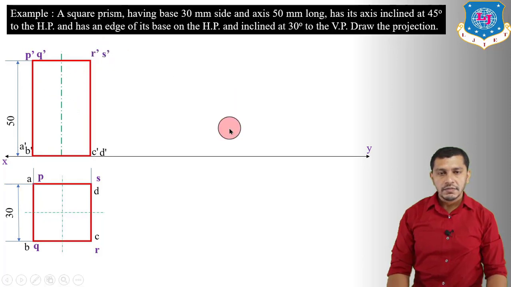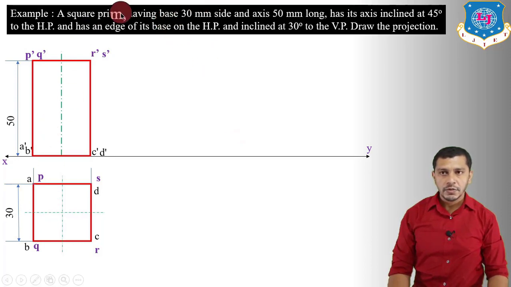Now in the second stage, we have to derive the condition with the horizontal plane, because in the first stage we have assumed that the square prism is standing on HP. So in the second step we have to derive the condition with the horizontal plane, and here it is given that its axis is inclined at an angle of 45 degree to the HP. So we have to incline the axis at an angle of 45 degree to the XY reference line.